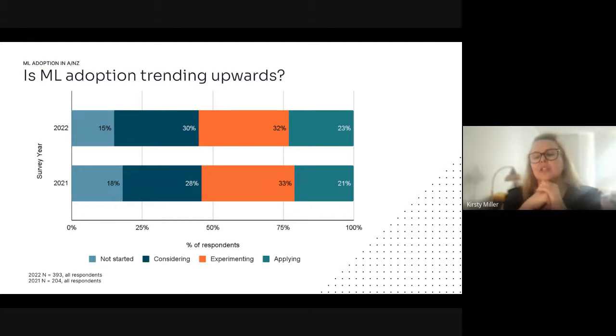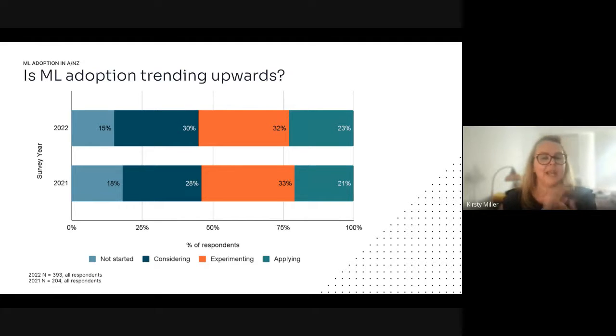Now, the other key question we wanted to know is what was the difference between last year and this year, and was machine learning adoption accelerating? If you look at this bar chart, which clearly shows the cohorts of organizations in the different stages, the difference between 21 and 22 is really not that much. There's really not been that much change at all. In fact, because of the sample sizes, although we did have a larger one this year, you can't call this result significant at all.